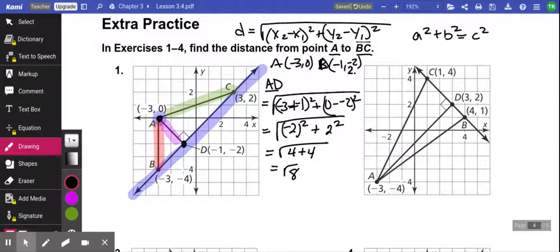Now we get to the square root of 8, that's fine, but you really want to be able to simplify. So 8 is 4 times 2, so I'm going to simplify the radical. So I'm going to do 2 square roots of 2. That's the distance.